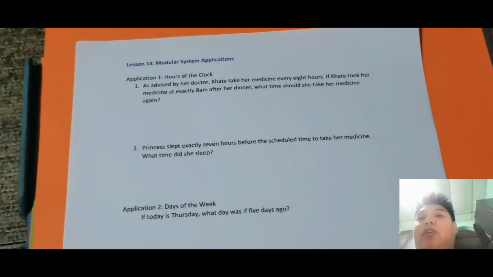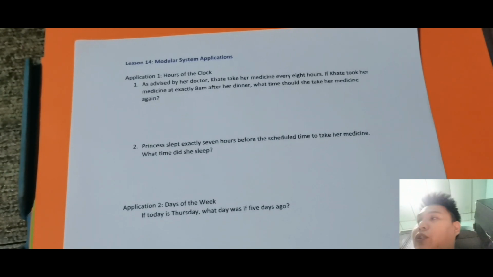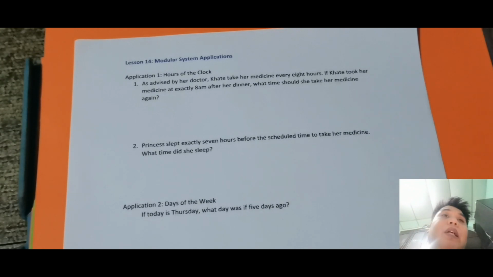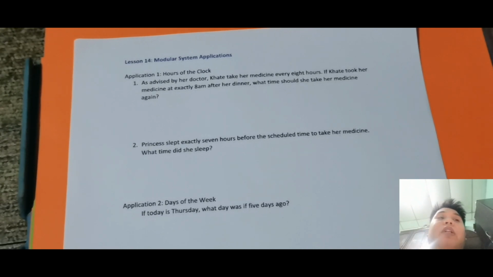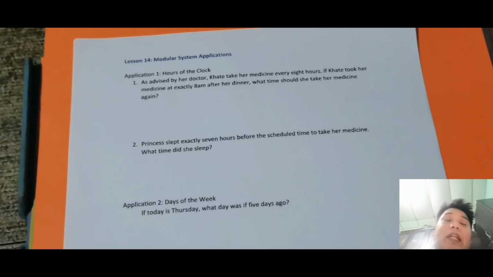So ito na yung modular system application. Since modular system yung previous video natin, pinag-usapan natin yung modulo n addition, modulo n multiplication, yung modular arithmetic o yung ating C sub n, okay, yung ating set of remainders, then yung ating congruence modulo. So pinakita ko sa inyo yung idea nun.